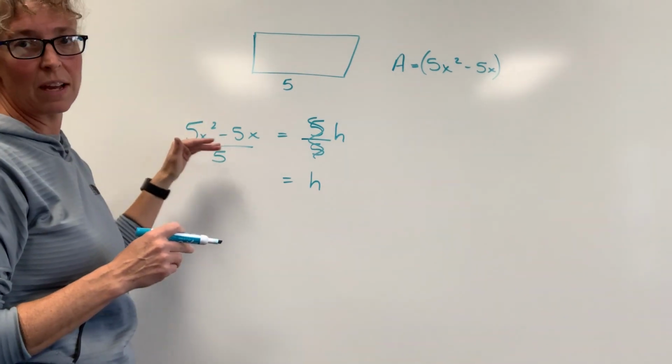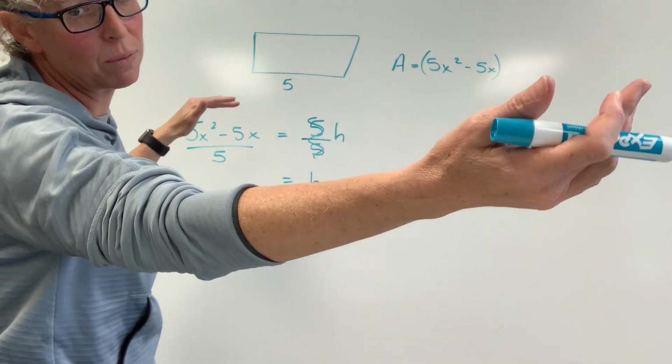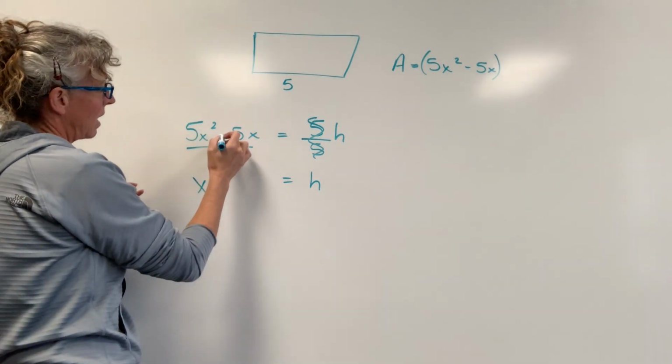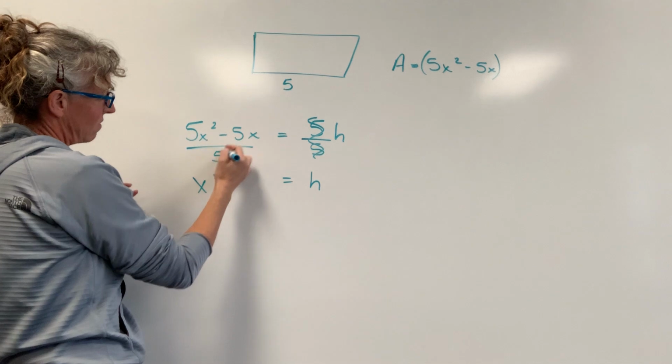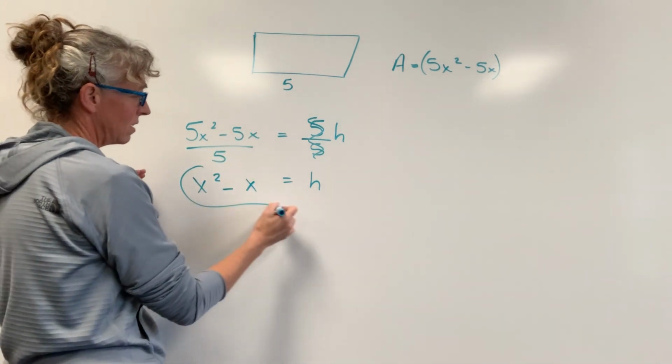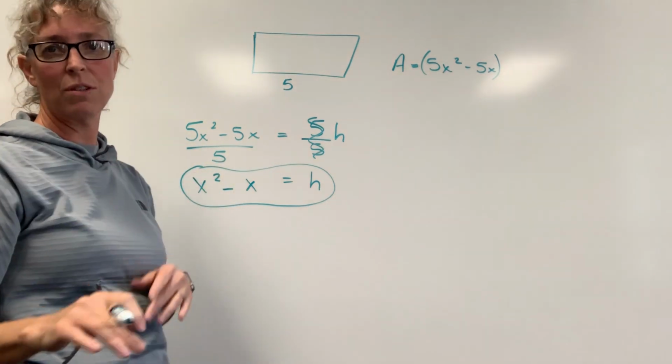So 5x squared divided by 5, you can see there in your book if you want to follow along, is just x squared, minus 5x divided by 5 here is just x. Okay, so the height is this.